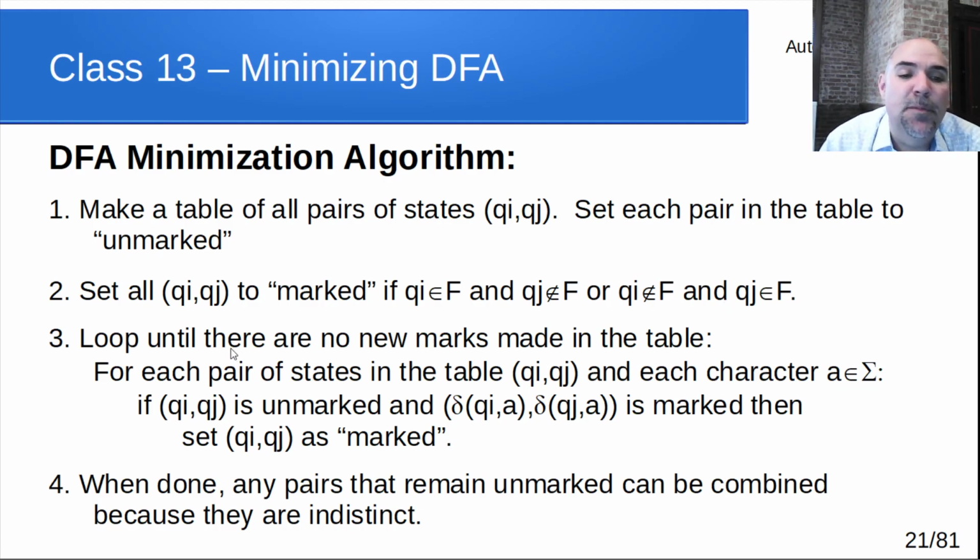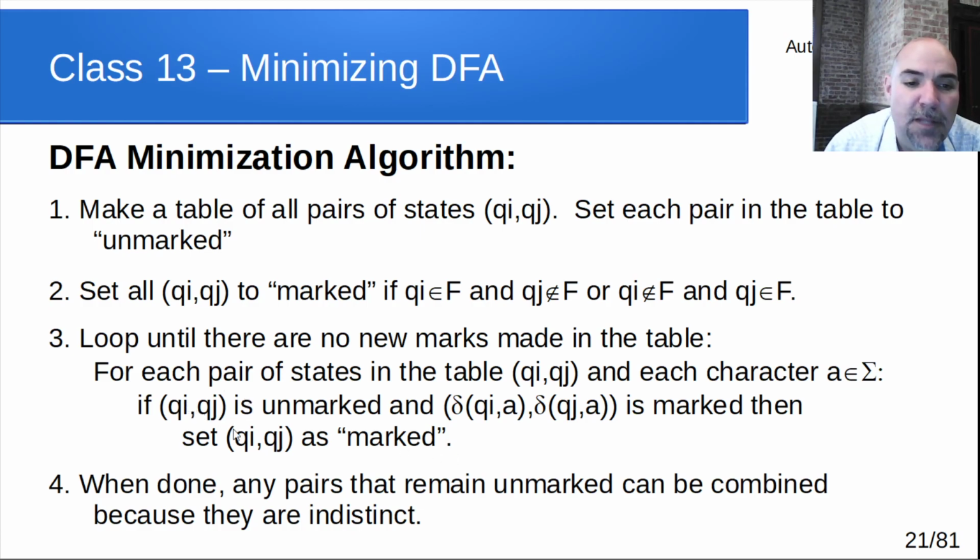And then we're going to enter this loop, and we're going to loop until we make a pass through the table where no marks were made. What we do is, for each pair of states in the table and each character of the alphabet, if the pair is unmarked, we're going to check it. We're going to see where it went on that letter of the alphabet. And if the place it went to in the table on that letter is marked, then we're going to set this pair as marked also. If the place it went to was unmarked, then we just go on to the next letter of the alphabet or the next pair of states.